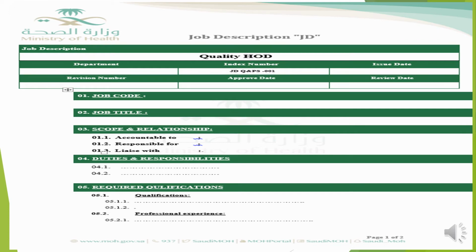Number 4, duties and responsibilities. Here, it's the most important thing you have to take care of. You have to write it clearly, and as I told you, it should be prepared by human resources. They will tell you what your job is inside the hostel. So for the quality and patient safety officer or head of department, what are his duties and responsibilities? It will be in the next presentation. We will explain it in detail.